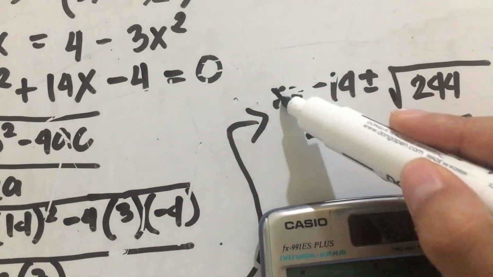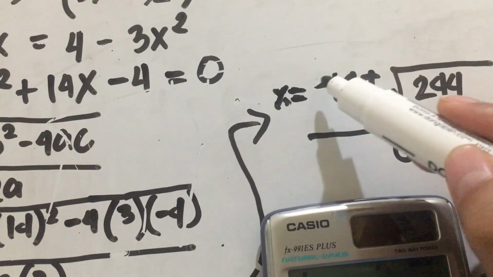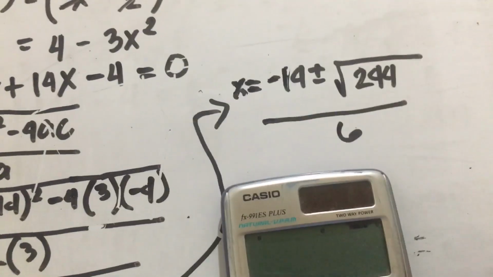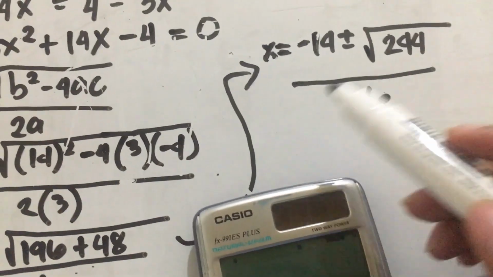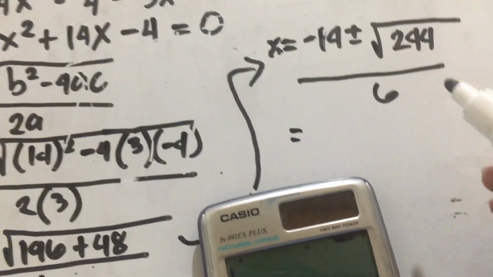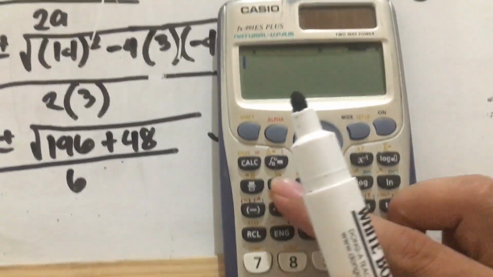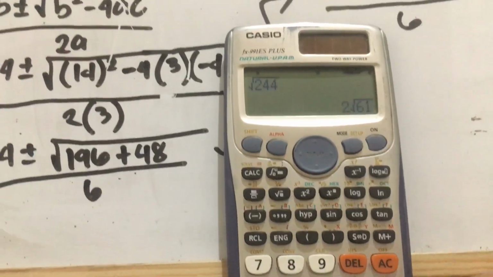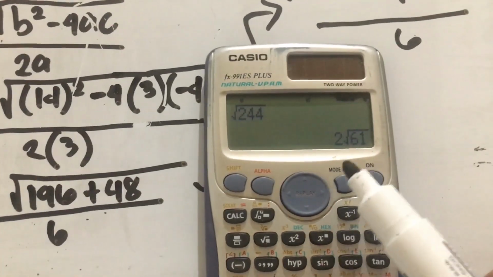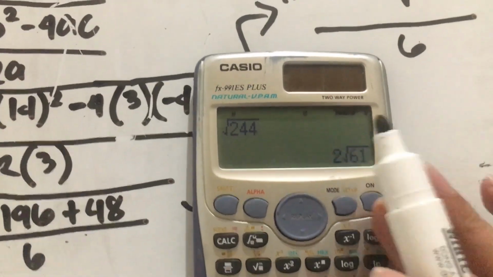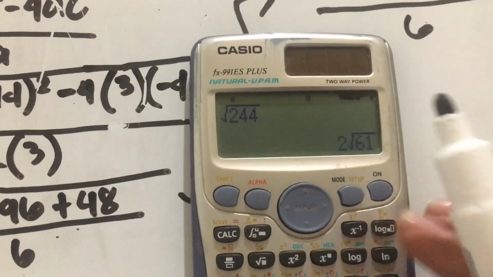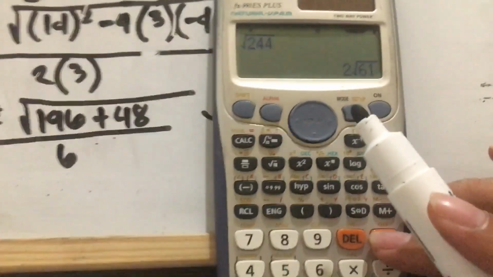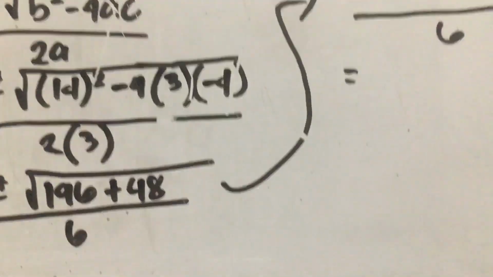Again, x is equal to negative 14. At this point, we can check if we can simplify square root of 244. So that is square root 244. Some of you will get the answer 2 square root of 61. But again, since we don't have yet the topic about radicals, we just stick to the square root of 244.